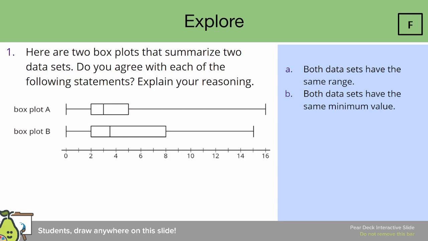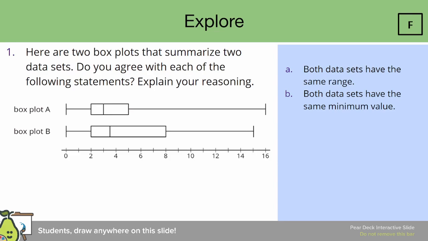Alright, welcome back. The question says, here are two box plots that summarize two data sets. Do you agree with each of the following statements? Explain your reasoning. Before we look at these statements and ask ourselves if we agree or disagree with them, why don't we look at the actual box plots and see what is some information that you could gather just by looking at it. Please pause the video and let me know.